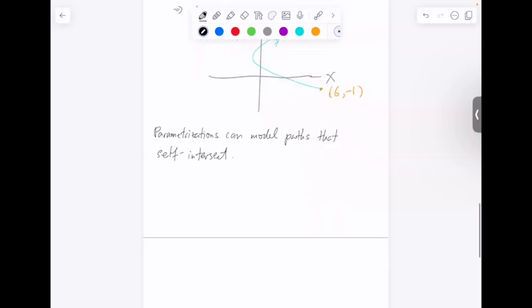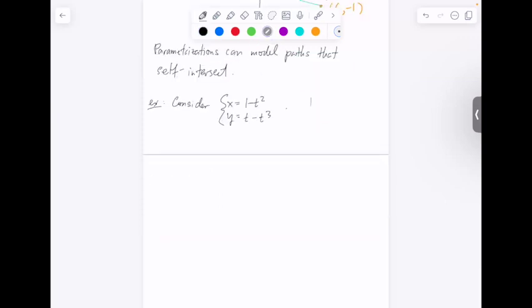All right, so here's an example. Consider x equal to 1 minus t squared, and y equal to t minus t cubed. This is not something you would be able to graph, but I'm going to show you what it looks like. It looks something like this. And there's precisely one intersection.